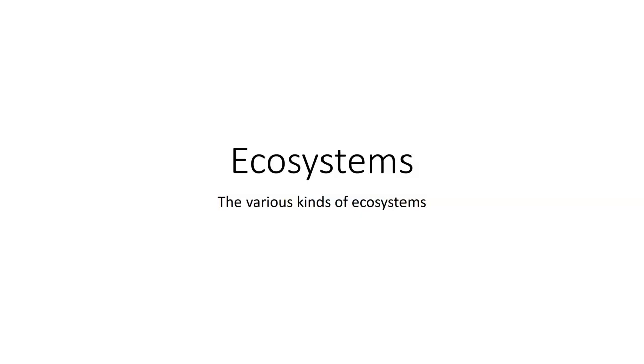Ecosystems. We're going to look at the various types of ecosystems, and ecosystems have biological and abiotic parts to them. So we're going to see what we've got in here as far as terminology that we can use. Terminology. First, we've got a biome.